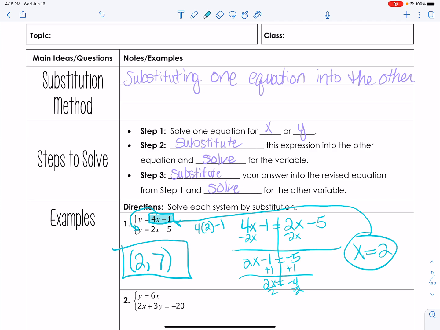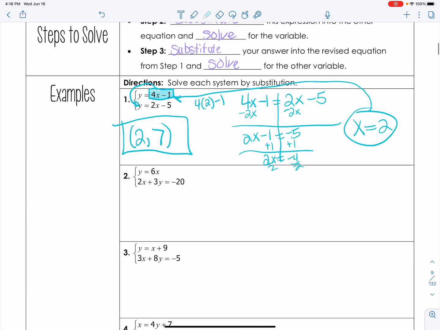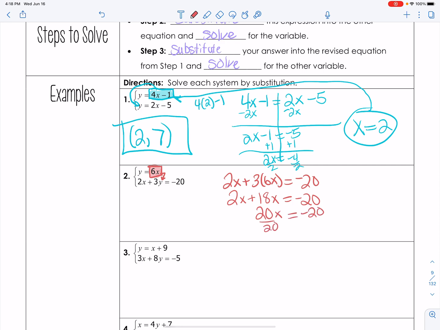Let's take a look at the next one. This one is already solved, so I'm going to box it and draw a line to the y. I'm going to write this equation exactly how it's written, except where there's a y, I'm going to put a 6x. Then I'm going to solve it. So 2x plus 18x equals a negative 20. So 20x equals a negative 20. Divide both sides by 20, and x equals a negative 1.